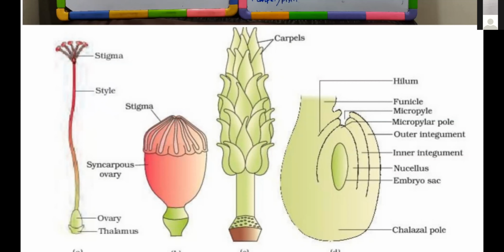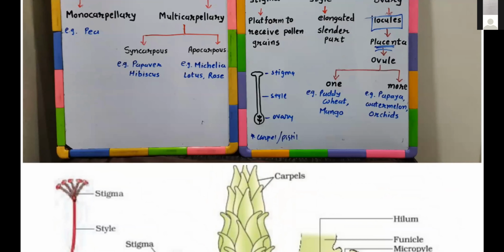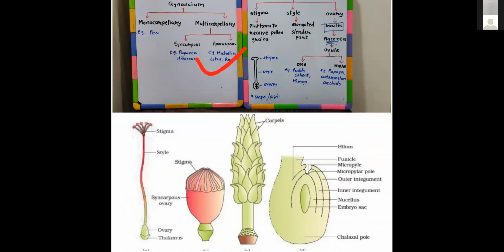The second possibility amongst the multicarpellary condition is apocarpous condition, wherein multiple carpels are there. Each one is separate from the others within the same flower. So separate carpels within the gynoecium. That condition is called multicarpellary apocarpous condition.